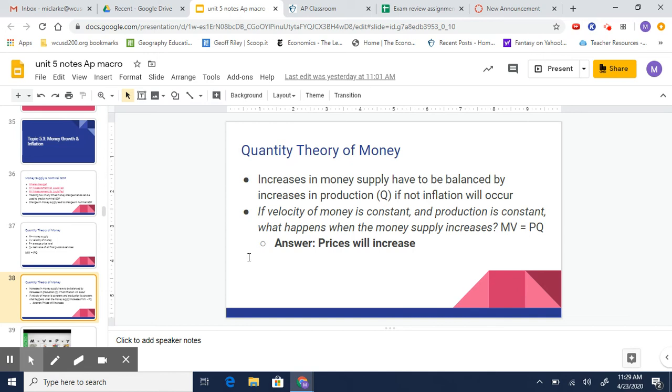Here's how it could also be applied. If you look at the second bullet point there in italics, if V in that equation doesn't change, if people are still spending the same amount, and people are still producing the same amount, Q, but all of a sudden the Fed comes in and pumps more money into the economy, prices should go up based on this theory. Because when M increases, you have more money around, and so nominal GDP is going to increase.